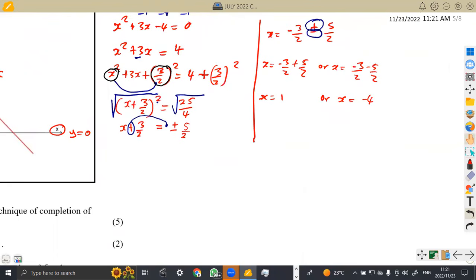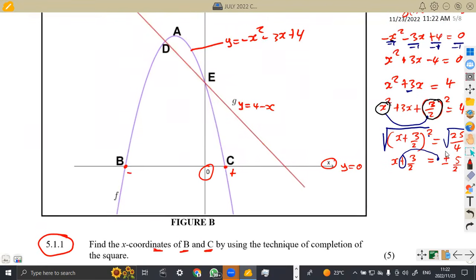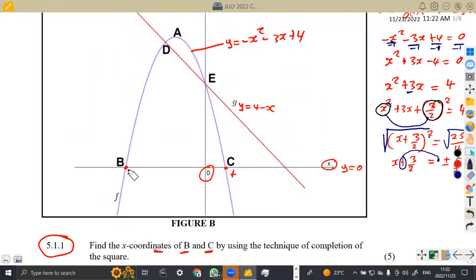In this case, we've got a negative here. So B is negative 4. Remember, we said y is equal to 0. So that's minus 4, 0. And C is going to be the positive, which is 1, 0. So you're supposed to compare the points now from the answers that you got with the graph that you have. So now we've got the point C and the point B. So this is -4 and this is 1. That is what we have from this part.